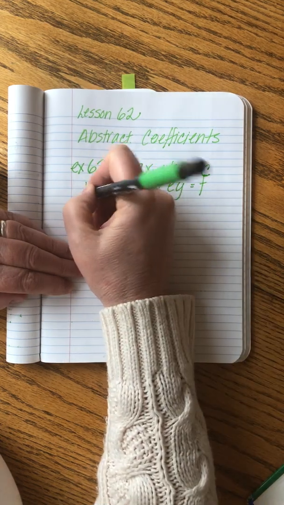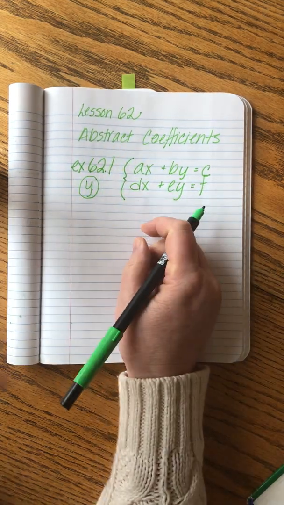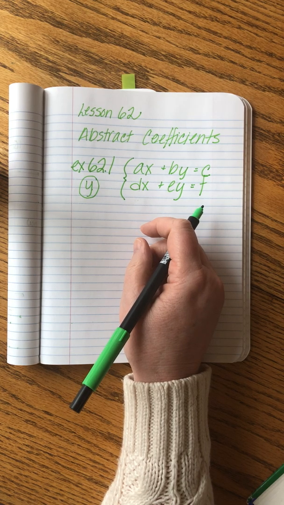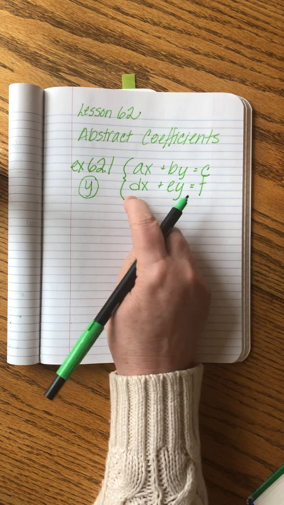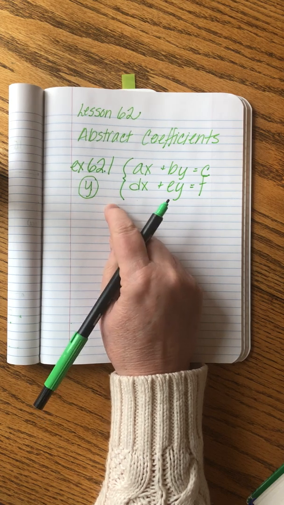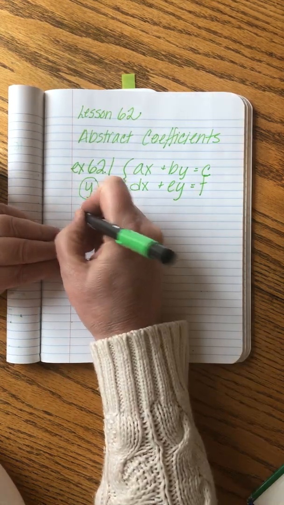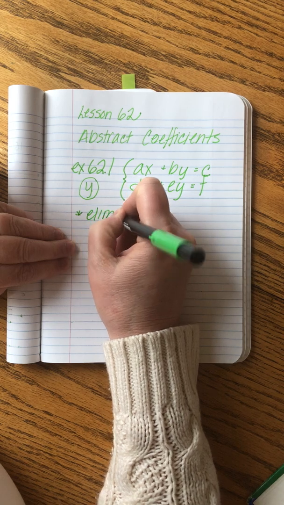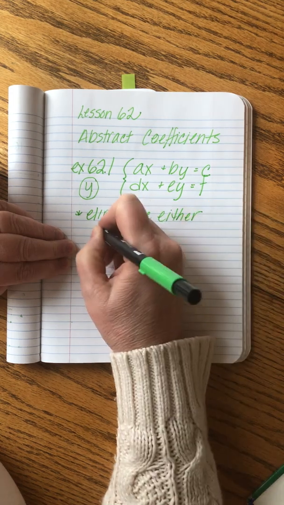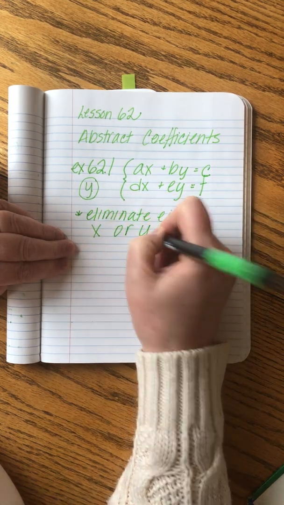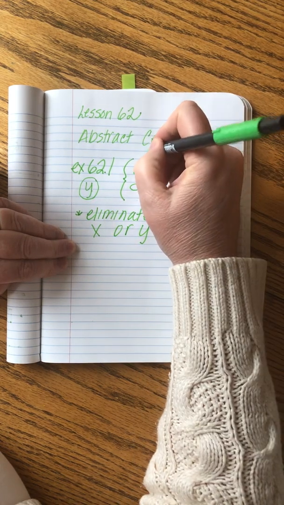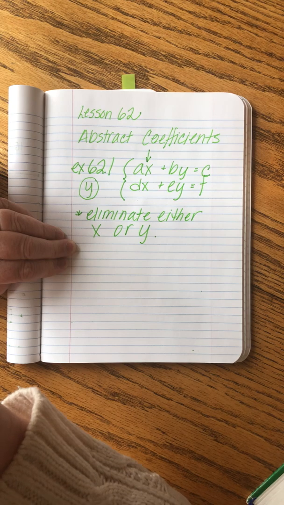Now, what John is asking us to do is to solve this equation for Y. He's never going to ask us to solve it for A, B, C, D, E, or F. He's going to ask us to solve it for X or for Y. So our hint is to eliminate either the X or the Y, depending on what he's asked us for. He asked us to solve for the Y's, so that tells us to eliminate the X's.